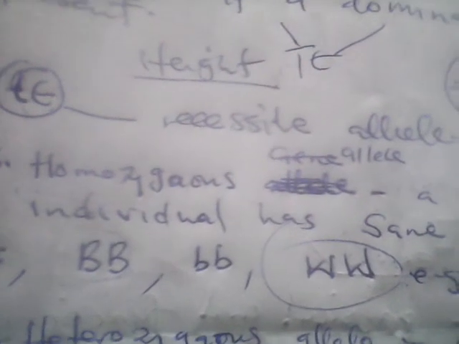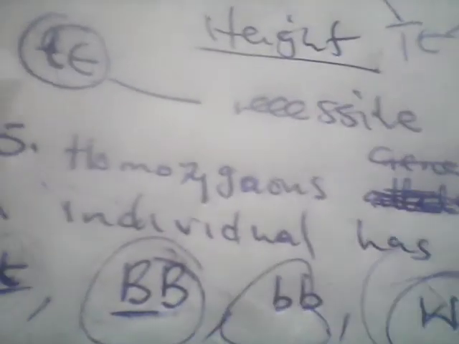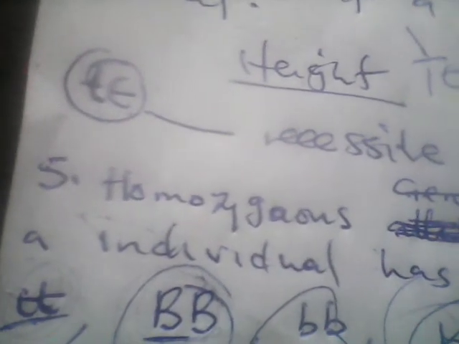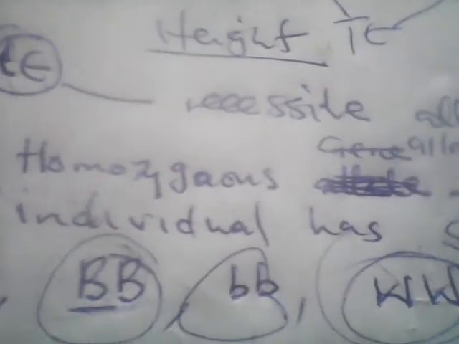So let's move on. We look at another term, homozygous allele. A homozygous allele is a condition where an individual has the same alleles. For example, we have the same alleles of height, which are tall, or alleles of height which are short, or alleles of eye color which are brown, or white. So these two same alleles an individual may have, we call them homozygous alleles.